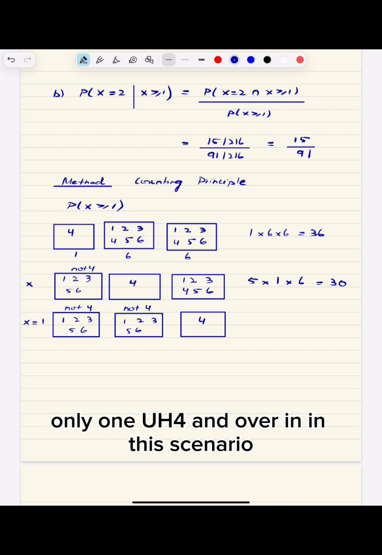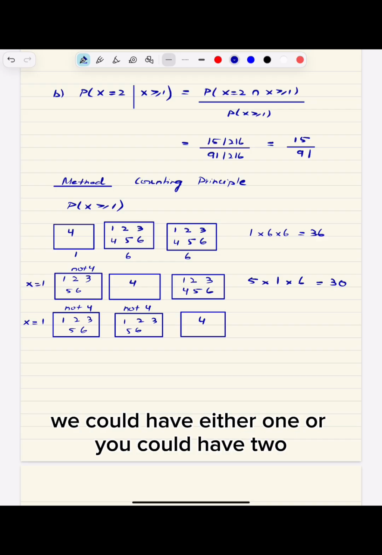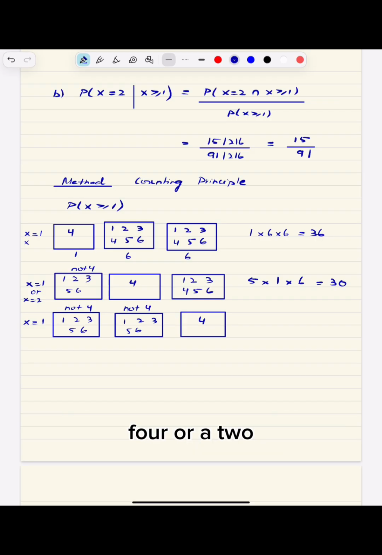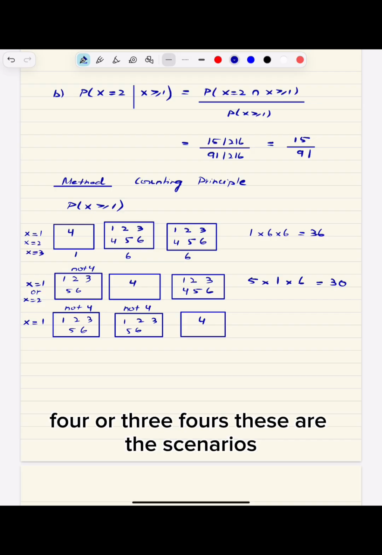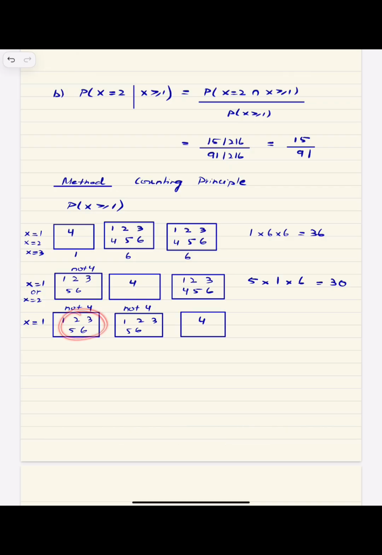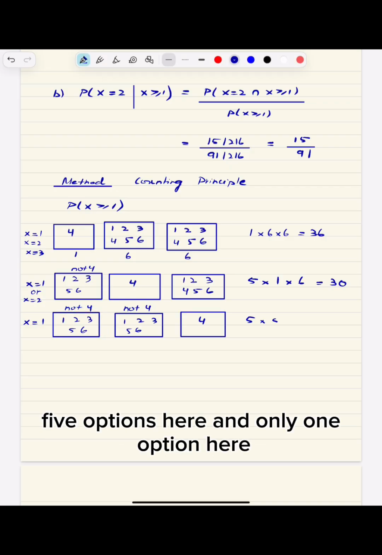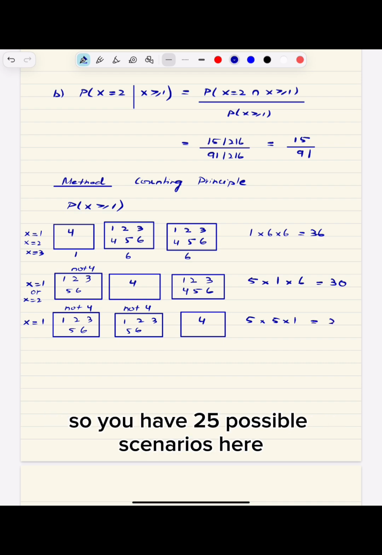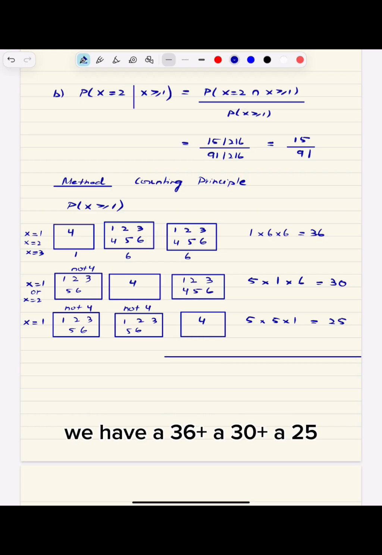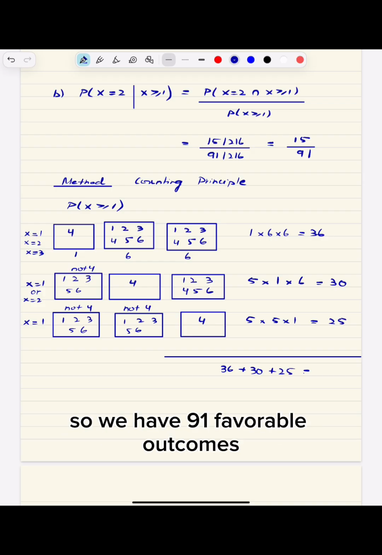And in this scenario, we could have either 1 or you could have 2. And in this one, you could have anything, like either 1, 4 or 2, 4 or 3, 4. These are the scenarios. So there are 5 options here, 5 options here, 5 options here, and only 1 option here. So you have 25 possible scenarios here. So what are the total possibilities? We have 36 plus 30 plus 25. So we have 91 favorable outcomes.